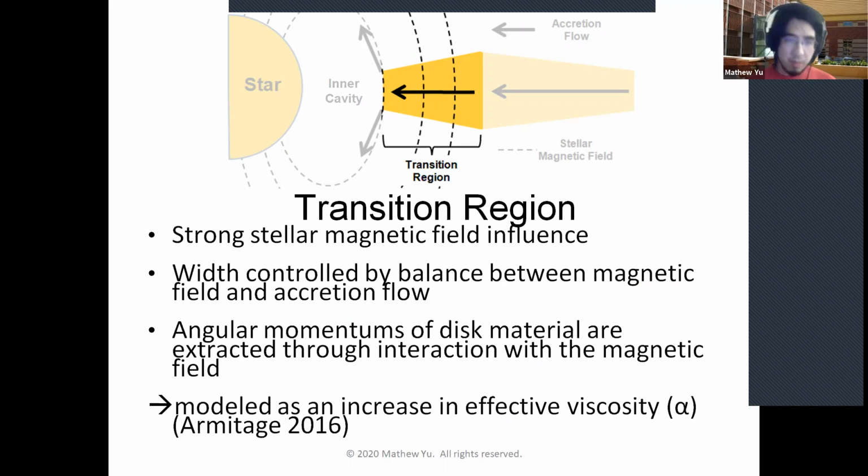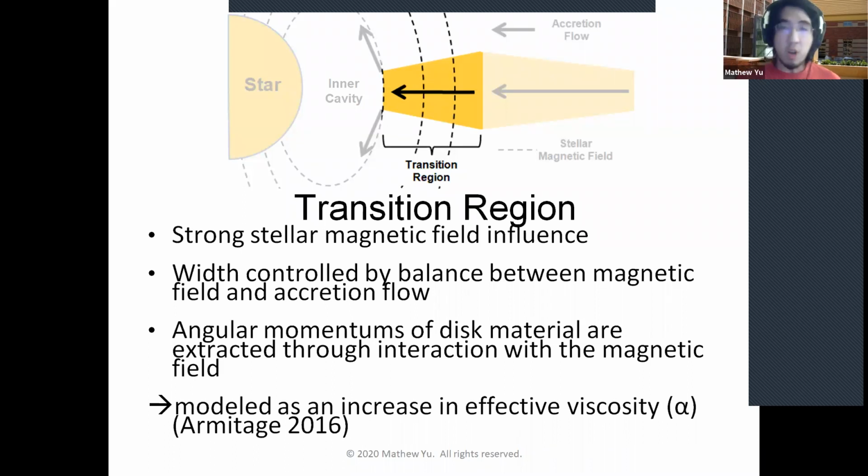And the most important thing is that the angular momentum of this material in this particular part of the disk is being extracted by the magnetic field from the star, and this can be modeled by just considering there being a little bit more viscosity in the disk, and hence changing the surface density and temperature structure of the disk itself.